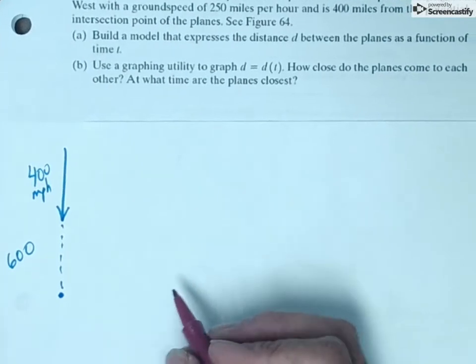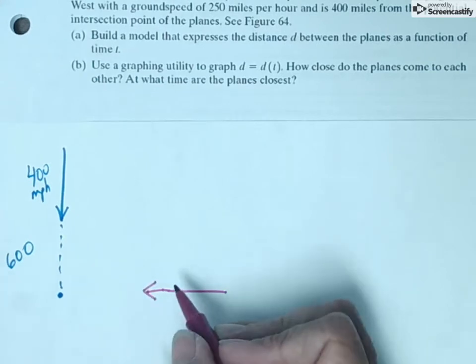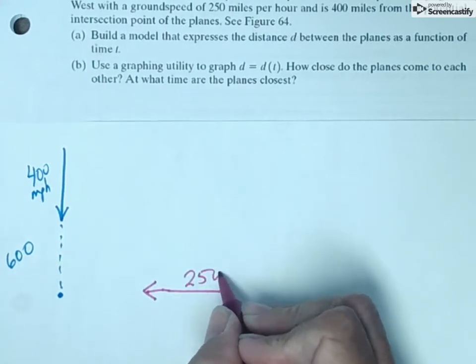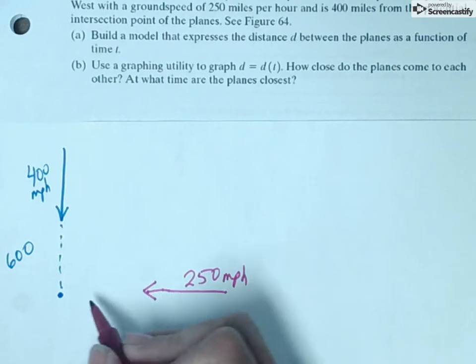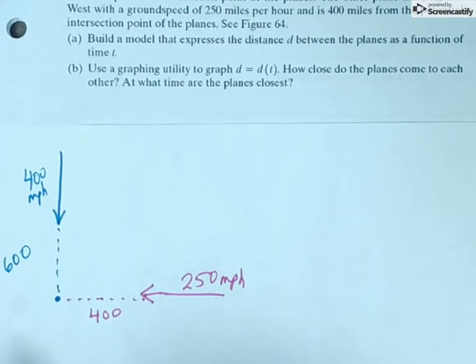My second airplane is flying west. That means it's over here, going this direction. It is flying at 250 miles per hour, and it is a total of 400 miles from where they could intersect.